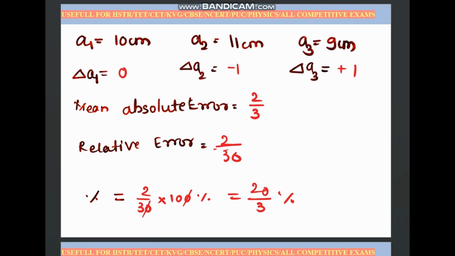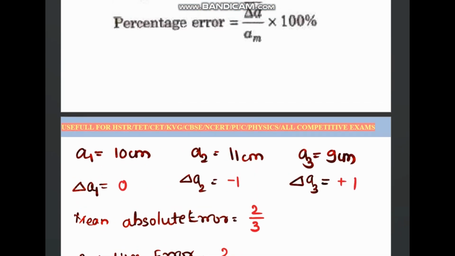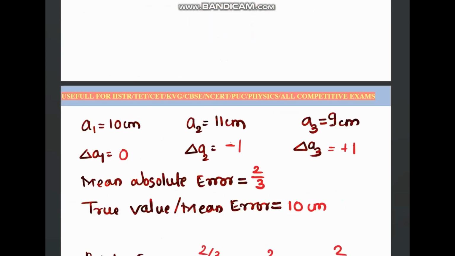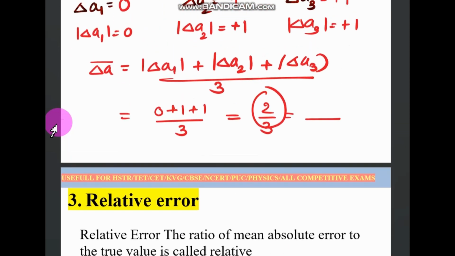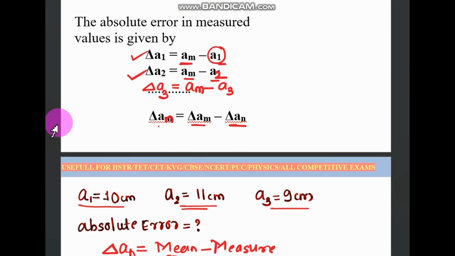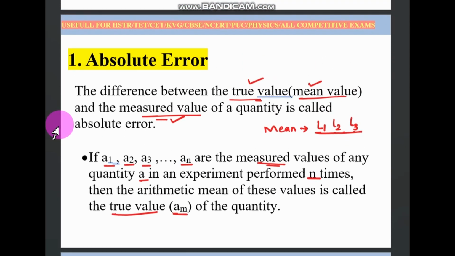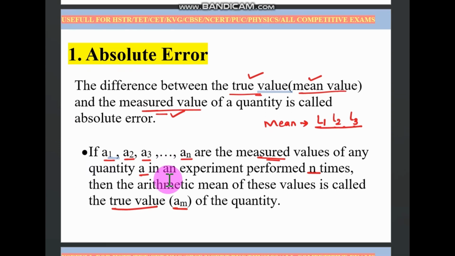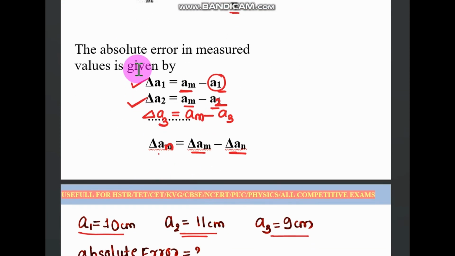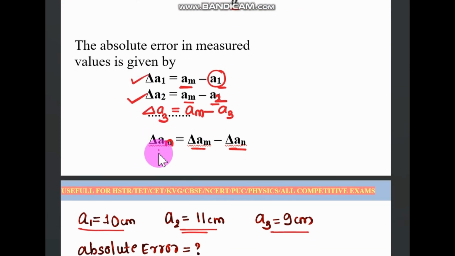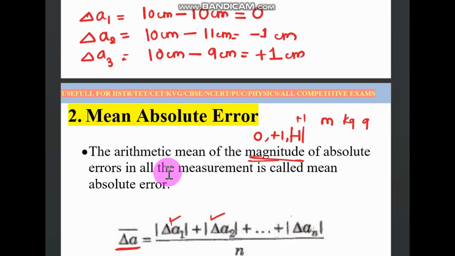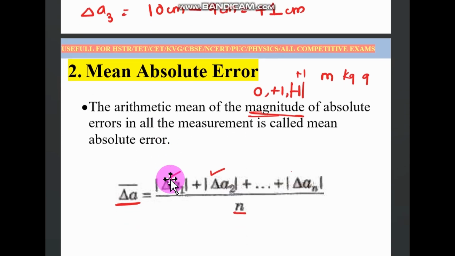See here, already we have covered 4 errors. In this we have taken examples also. The first one is absolute error. Absolute error can be taken with, first we have to take a mean, then absolute errors delta A1, delta A2, delta A3 we can calculate. Then second example we have taken for mean absolute error. So, mean of the first case.